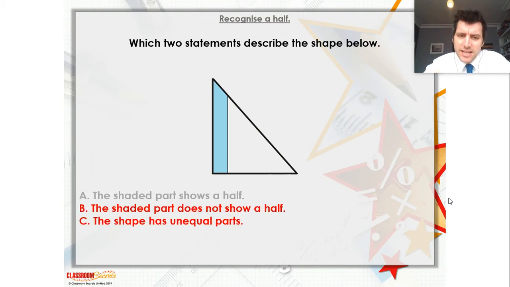Tell you what, let's see. Not a half. So the blue element is smaller than the white element of that triangle. So it's not a half. And because they're not the same, they're unequal. If you think about equal, that means the same. That equal sign is equal. So unequal, where we've got the prefix of un, means the opposite, the antonym of equal.